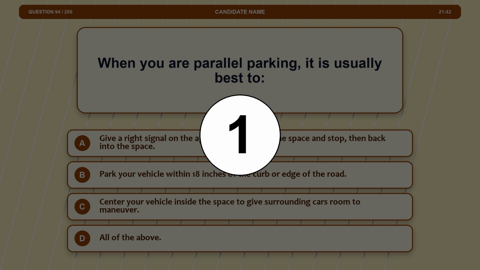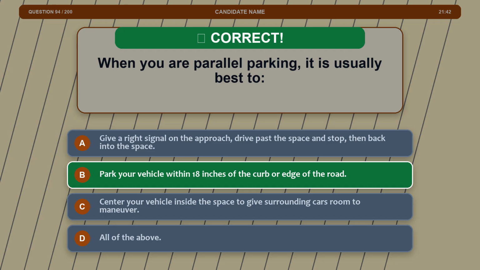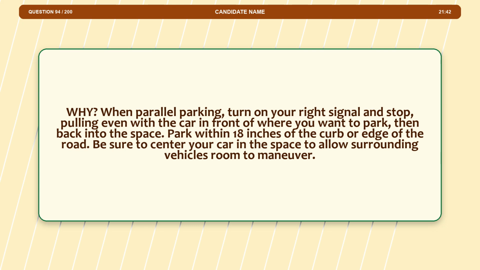The correct answer is option B. Park your vehicle within 18 inches of the curb or edge of the road. Explanation. When parallel parking, turn on your right signal and stop, pulling even with the car in front of where you want to park, then back into the space. Park within 18 inches of the curb or edge of the road. Be sure to center your car in the space to allow surrounding vehicles room to maneuver.